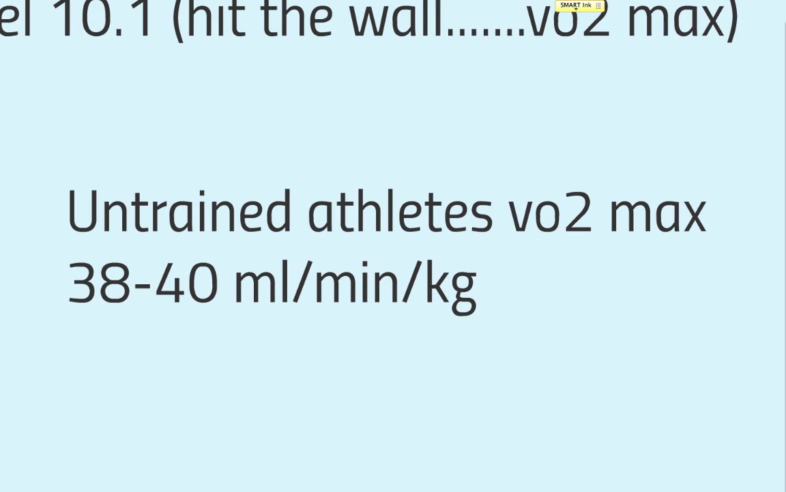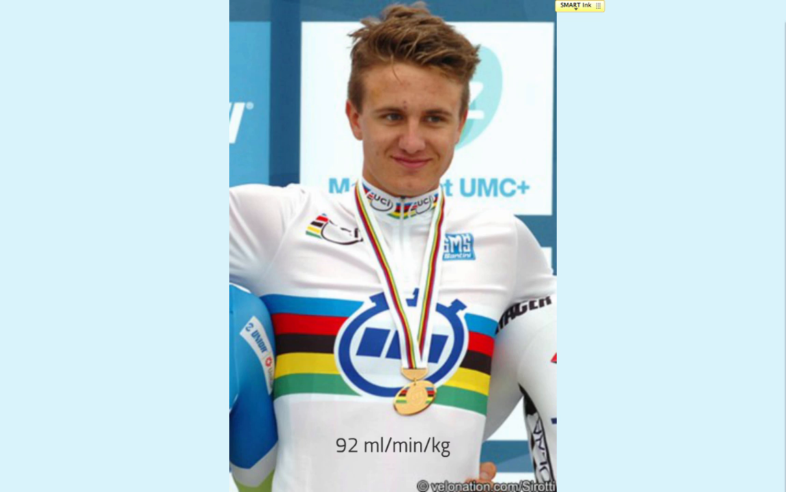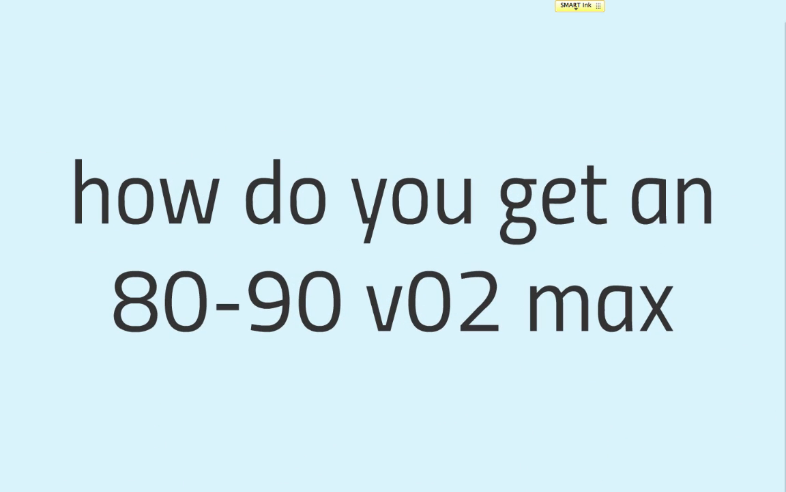The higher the VO2 max, the greater the aerobic performance the athlete can produce. For an untrained athlete, the average VO2 max is approximately 38 to 40 mL per minute. The highest recorded VO2 max is cyclist Oscar Svensson with a 92 VO2 max. Lance Armstrong is probably the most well known, and he has an 84 VO2 max, but I'll give no comment on that. So how does an athlete improve their VO2 max?